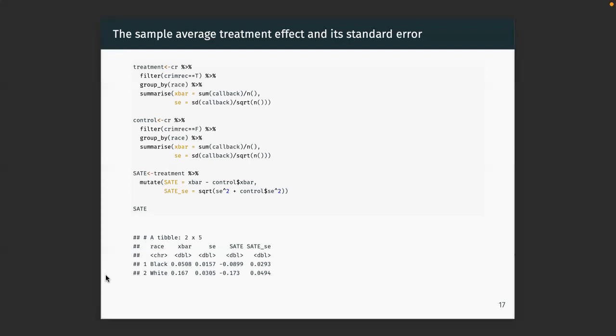Okay. So this is x bar for the treatment group, not the control group. The sample average treatment effect for black testers is minus 9 points for a criminal record with a standard error of 0.03. Yeah. So if we relate this to regression, that's exactly where we're going next.